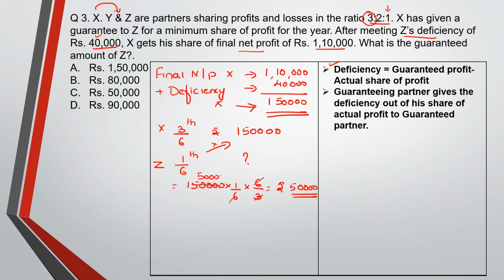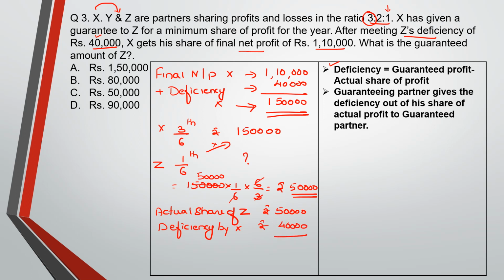Okay, this is how we calculate. So this was the actual share of Z, which is rupees 50,000. Now we know the deficiency. So we write the deficiency which has been given by X. So the deficiency which is made good by X is 40,000.